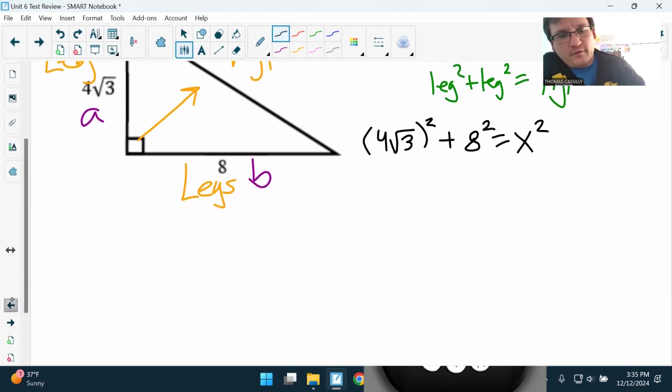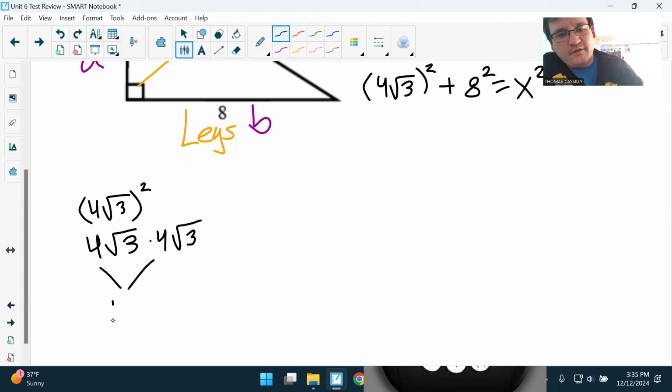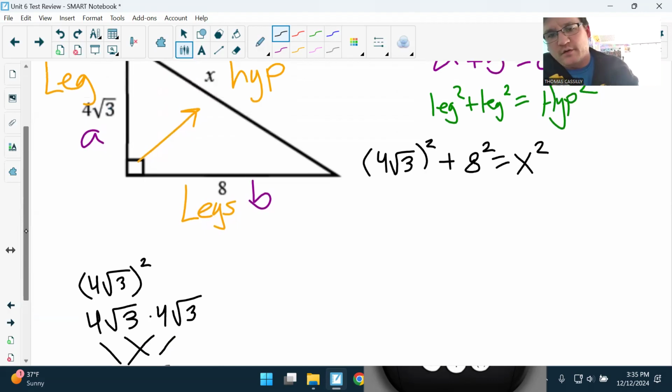So again, that 4 square root of 3. What does it mean to square something? Remember, squaring something is times itself. So this is really 4 square root of 3 times 4 square root of 3. We did a couple of these on the previous couple of slides. That gives us 16. That gives us square root of 9, which of course turns into a normal 3. 16 times 3 gives us 48. All right. So this guy is 48. 48 plus 64 equals x squared. What does that give us? That's 112 equals x squared.